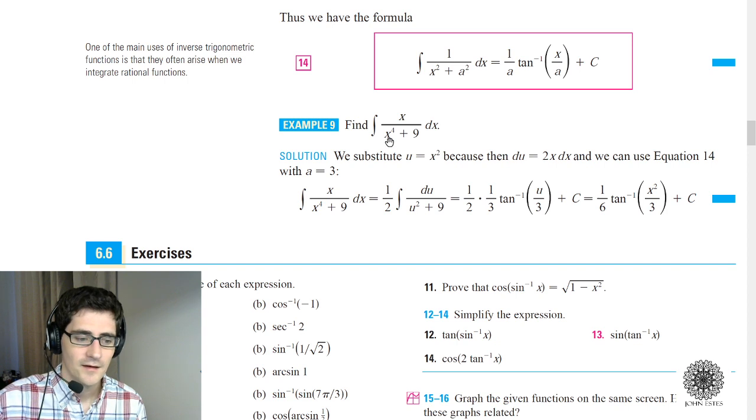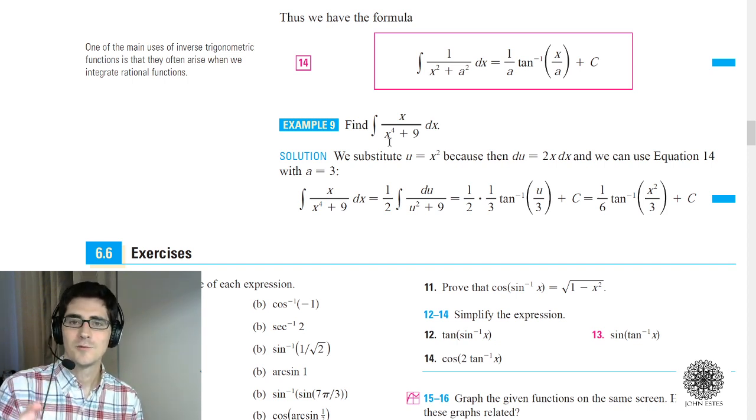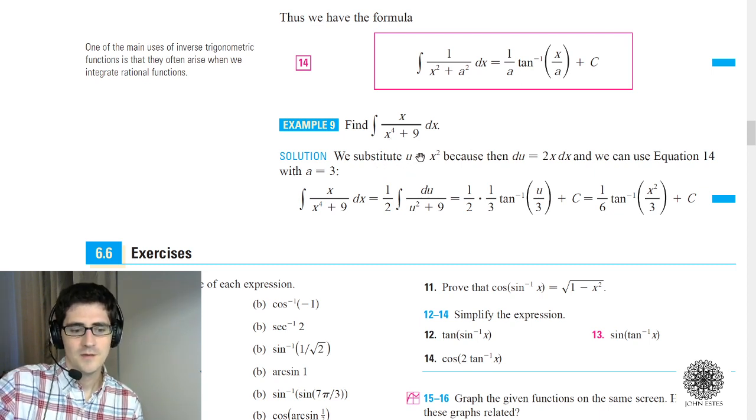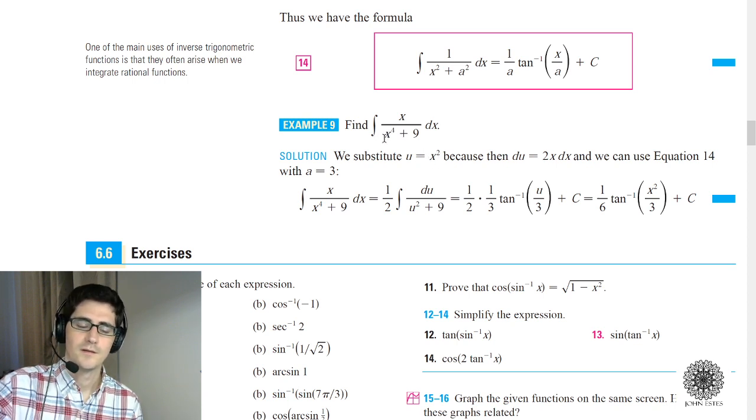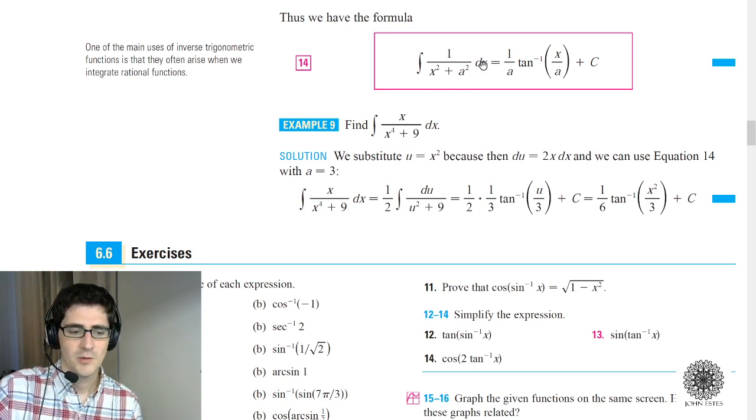All right, so what can I do? Wait a minute. x to the fourth is the same thing as x squared quantity squared, right? So if I let u be x squared, then this x to the fourth can be replaced with u squared. And notice, if u is x squared, du is 2x dx. And I do have an x up there. So what I'm going to do is apply that. I'm going to have 1 half du. And I'm going to let a, from my formula up here, be, well, a squared is 9, so a has to be 3.